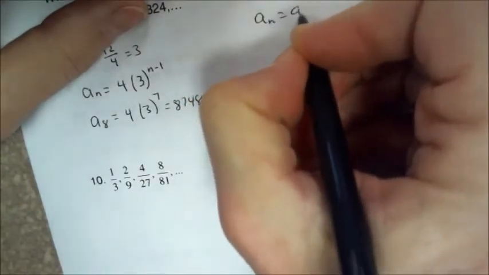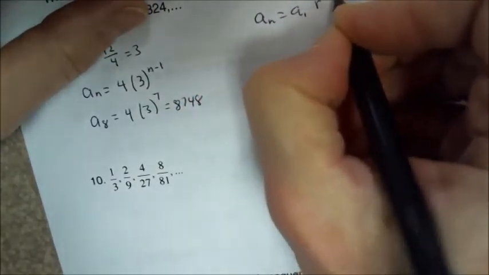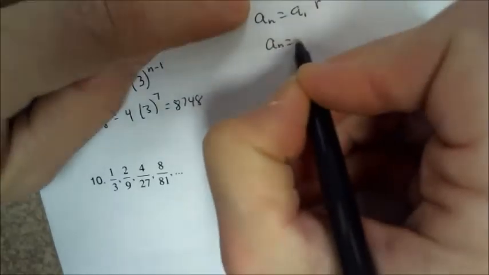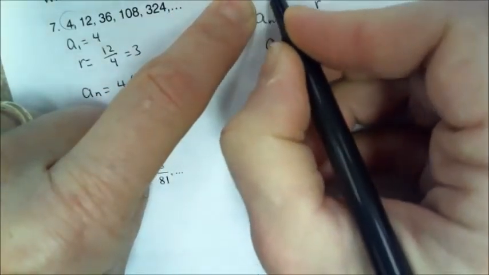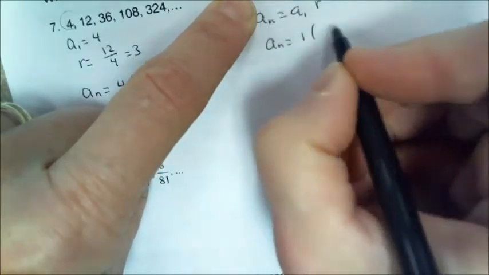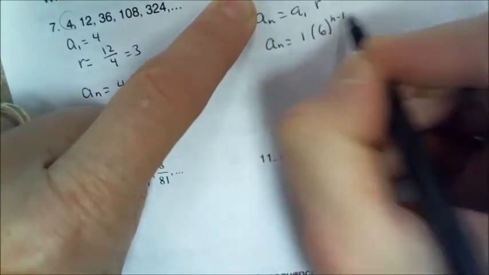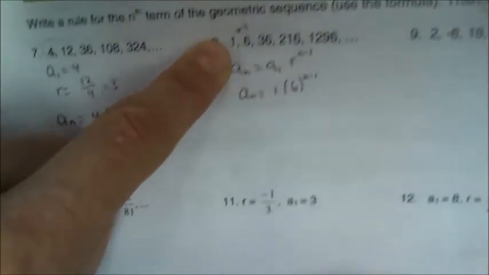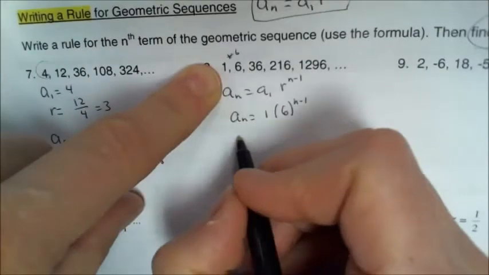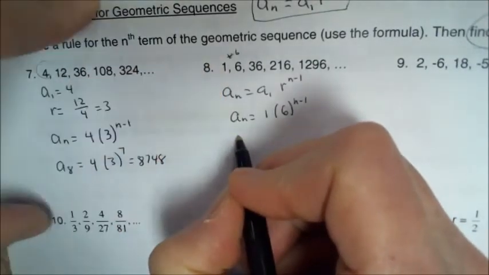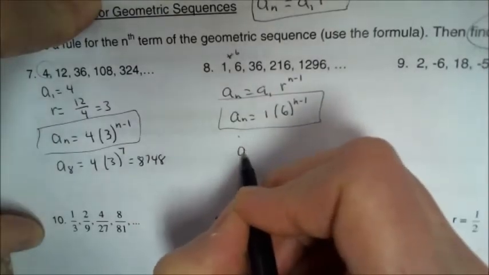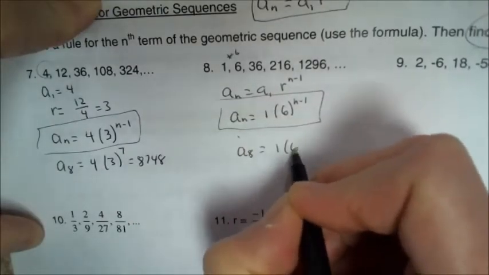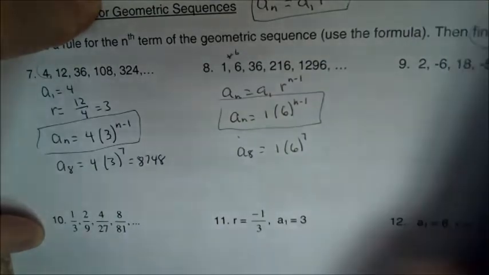The nth term is the first term times r to the n minus 1. The nth term is the first term, which is 1, times r. Well, it looks like you're going to be multiplying times 6 to the n minus 1. Everything gets multiplied by 6, so that's the r value. So that's the rule. I guess we should box out what the rule is. There's the rule. And the 8th term is 1 times 6 to the 7th power.